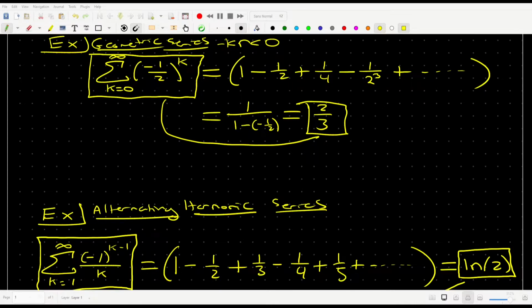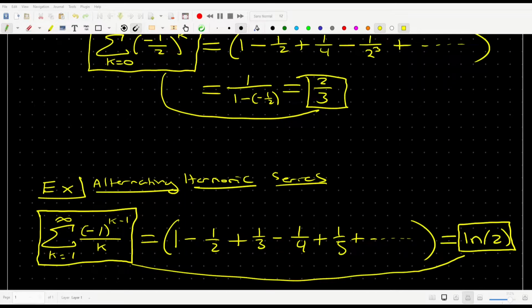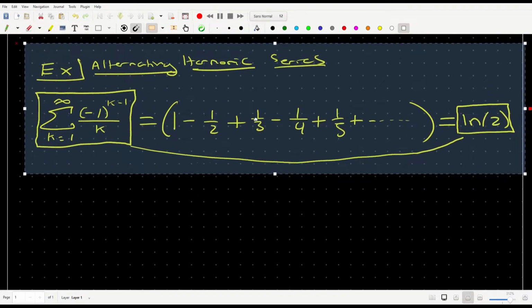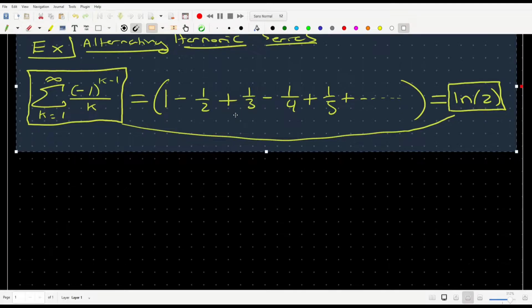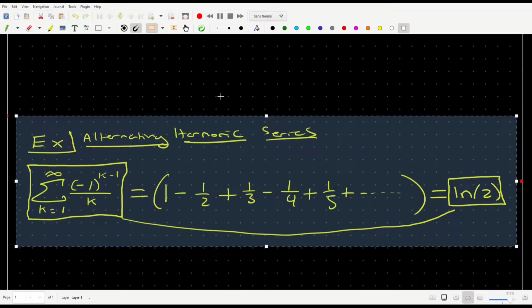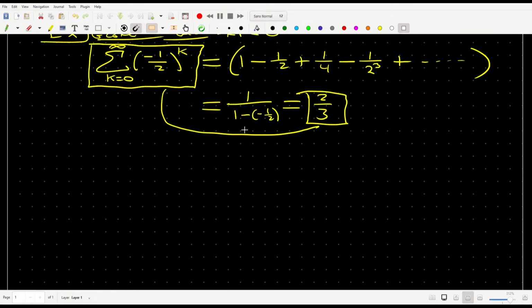So despite the fact that both of these series are convergent series with negative and positive terms in them, they have a fundamental difference. The fundamental difference can be observed directly when we look at what's called the absolute form of these series, and that's the sum of the absolute values of the terms in these series. So for the geometric example, we look at the sum from k equals 0 to infinity of the absolute value of negative 1/2 to the k.